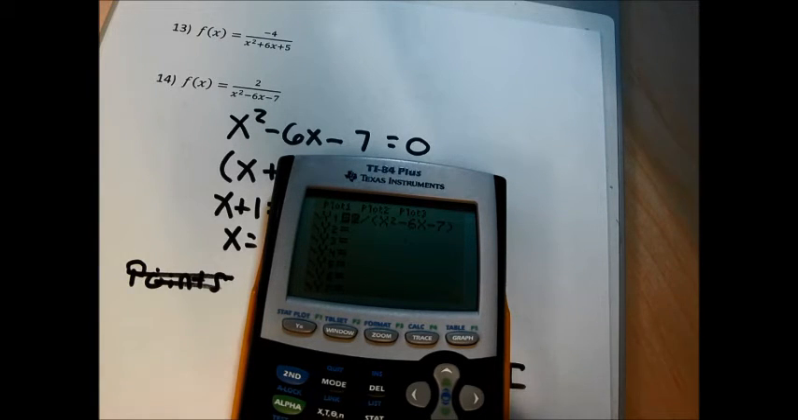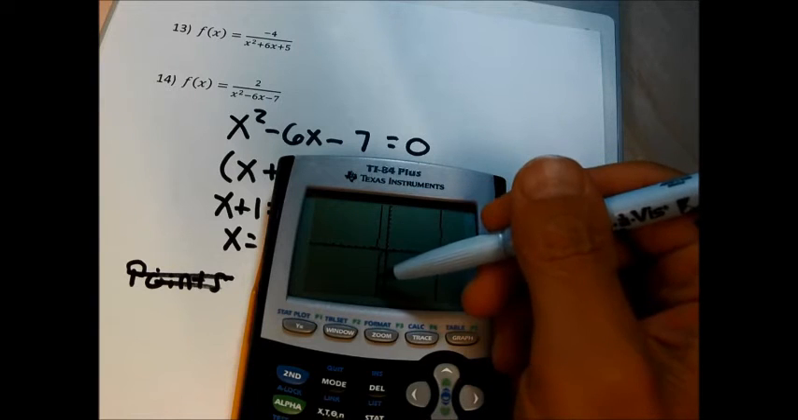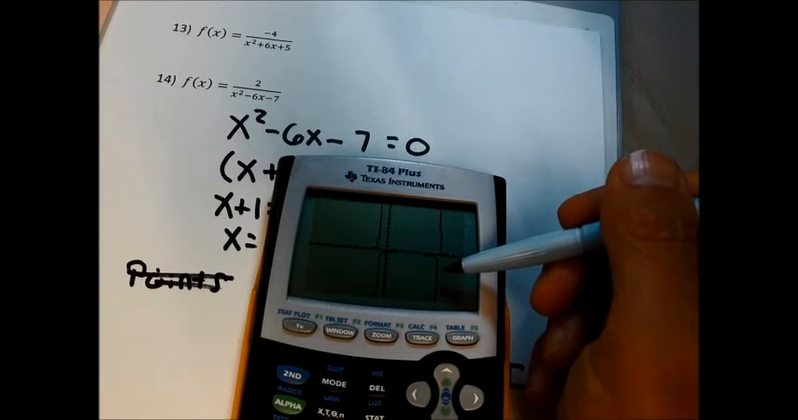Really disturbed how that graph looks. Zoom standard? Better. I must have not hit zoom standard. It's a cruddy looking graph, but right here at x equals -1, you have a vertical asymptote, so the function's not defined there. And right here at x equals 7, you have a vertical asymptote and the function's not defined there.